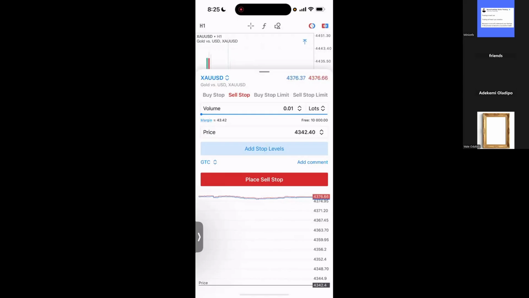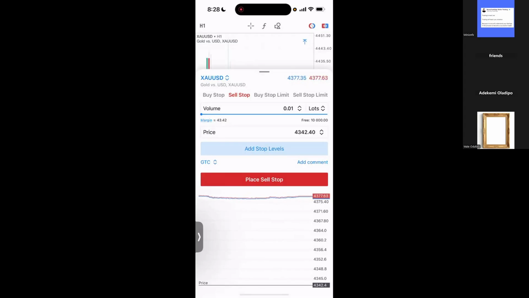There's what we call lot size. This lot size is very, very important. It's what determines how much you make and how much you lose in a trade. If you put a wrong lot size, you can blow your account in seconds. This is where a lot of people go wrong. This thing can work in your favor, and it can work against you. Lot size is something every beginner should understand and know how to calculate.